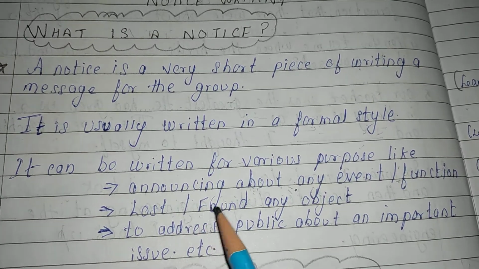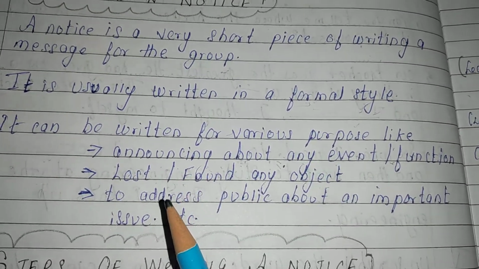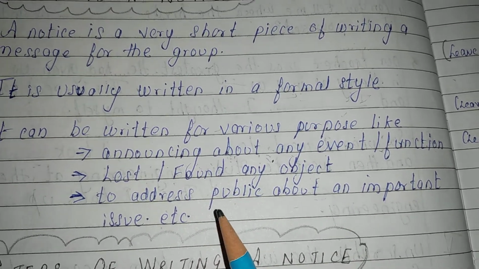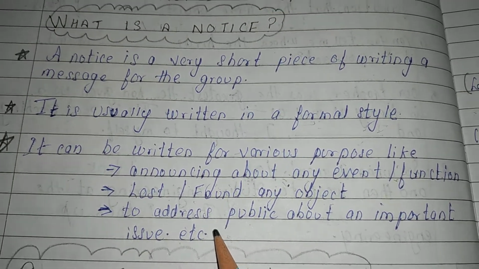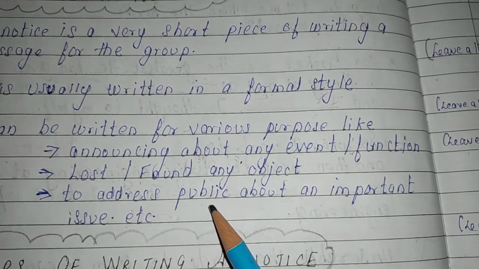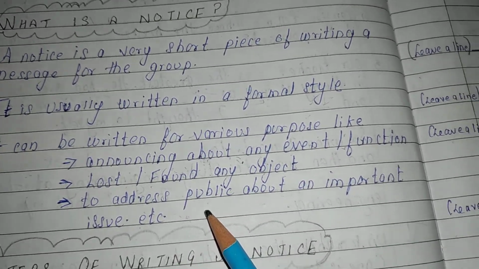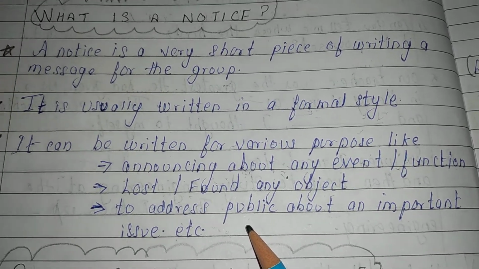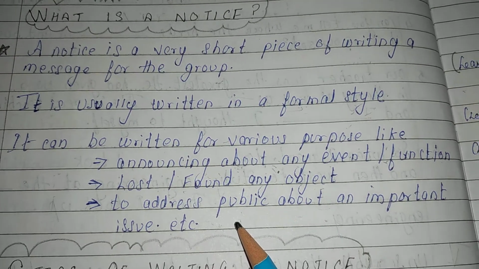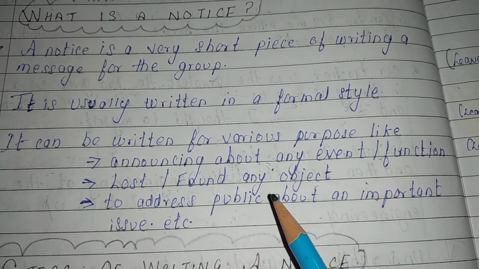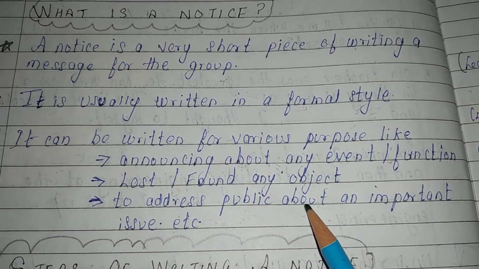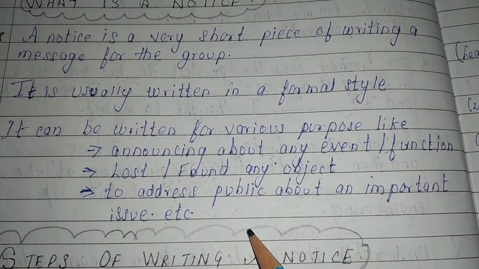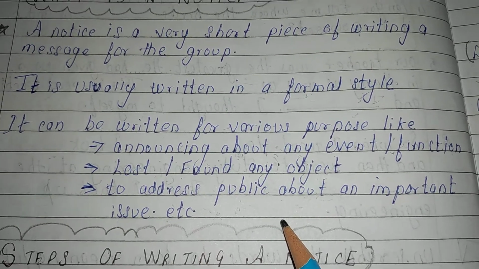Second can be for lost and found of any object. Third is to address the public about an important issue. For example, now these days, since we know what the situation is, है ना? हमें कितने notices TV पे दिखाए जाते हैं that आपको mask पहन के बाहर निकलना है, sanitizer अपने साथ रखिए. So that is a kind of call that is called a public notice. But yes, public notices are put up all over in our areas also. Okay? So those are kinds of public notices.